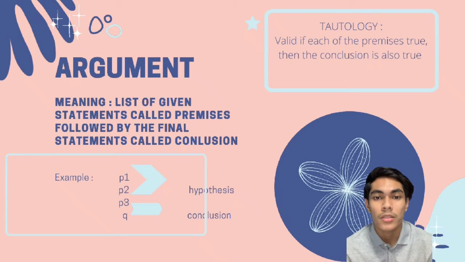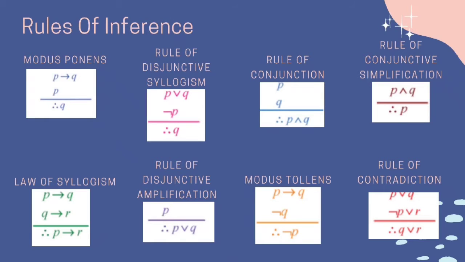Argument. An argument is a list of given statements called premises followed by the final statement called conclusion. As we can see in the example, P1, P2, P3, and Q. P is for premise and Q is for conclusion. All the premises can be called hypothesis. If all the premises are true, then the conclusion is also true. It is a tautology.